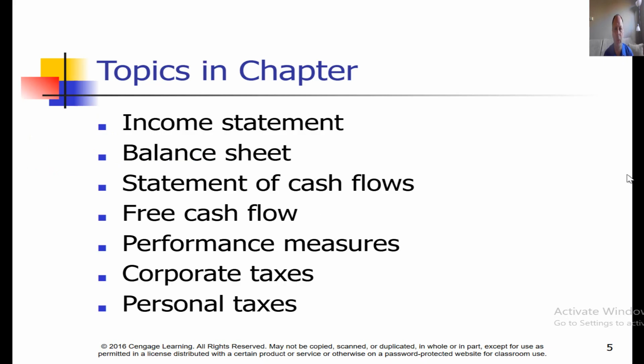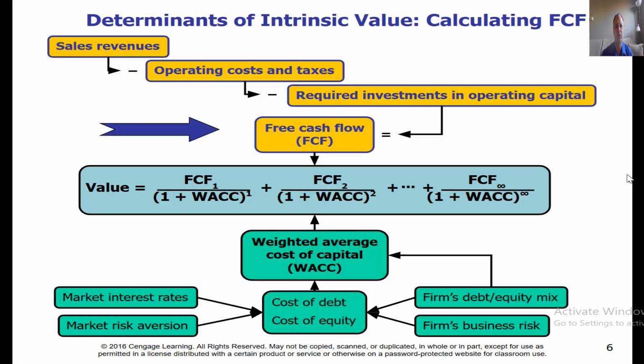We will look at some performance measures, although we will look at more of those in the next chapter, and we will give a brief introduction to both corporate and personal taxes in the United States. Throughout this textbook, we will be looking at the formula of how to value a company. One of the components that goes into that are the free cash flows each year. Most of this chapter will be related to how do we determine those free cash flows.